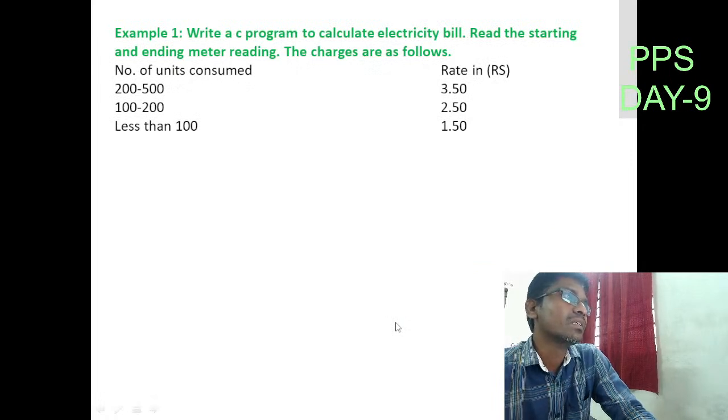So this is an example. Here in this example, I want to explain how to write a C program to calculate an electricity bill. You have to calculate the electricity bill for the given inputs. In the problem, the number of units consumed is given. If it is 200 to 500, then the rate of the bill will be 3.50. If the number of units is between 100 and 200, it will be 2.50. Otherwise, less than 100, the rate will be 1.50 paise. So that is the input given in the program.